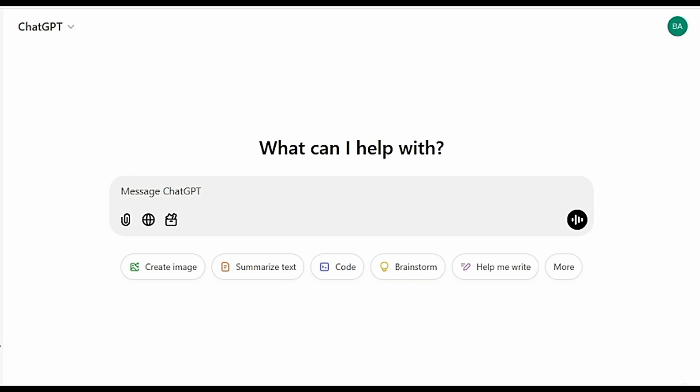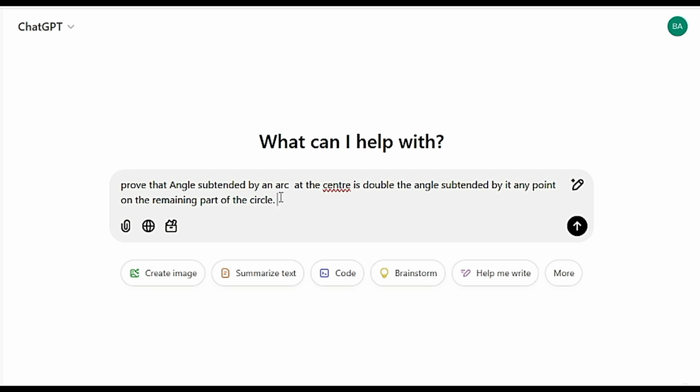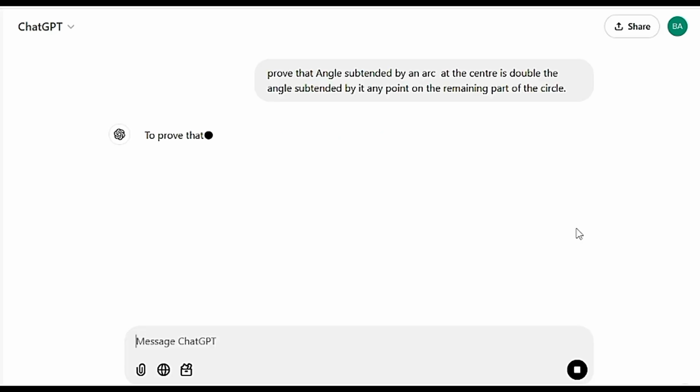Again, to write the proof of this theorem in exams or in our notebook, we can use AI, and for this we can use ChatGPT or any other AI tool. Here I am using ChatGPT and we write here, prove that angle subtended by an arc at the center is double the angle subtended by it at any point on the remaining part of the circle, and we enter the question.